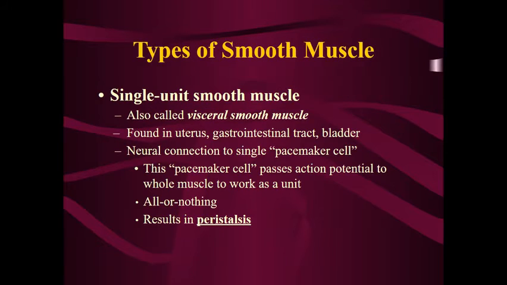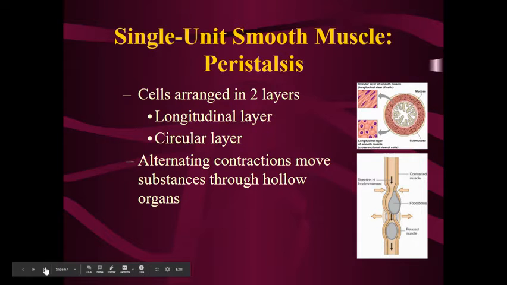Peristalsis is the result of single unit smooth muscle. With peristalsis, the cells are actually arranged in layers. There's a longitudinal layer, and then there's a circular layer. And alternating contractions between the different layers will allow substances to be pushed or moved through hollow organs.